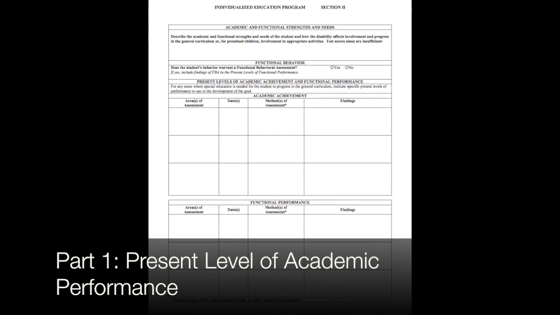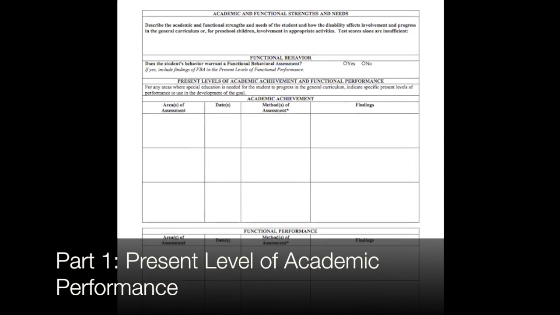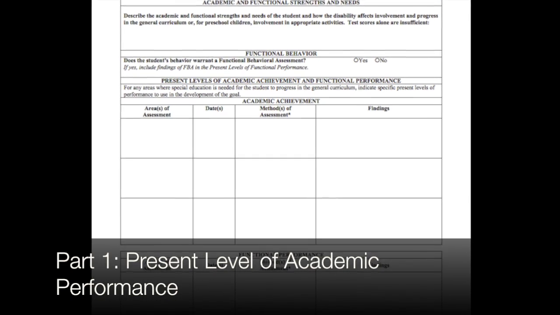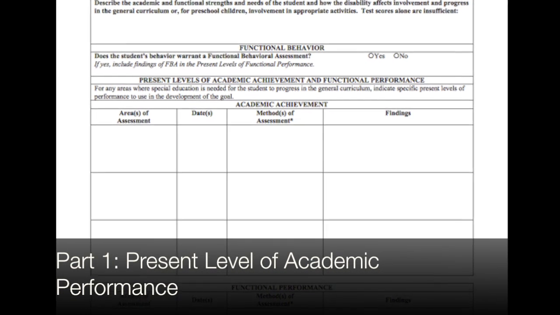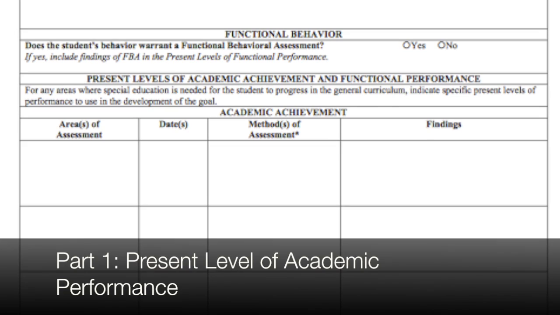This is the first major component of an IEP. Here, teachers assess what the student's current level of academic performance is. This will help later on in the IEP process to see what level the students are at now compared to where they want to be.